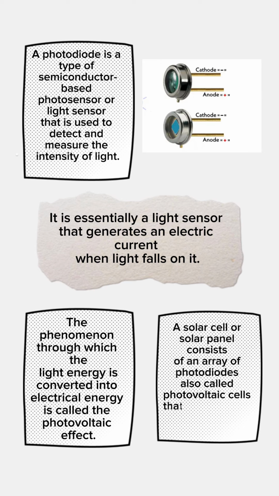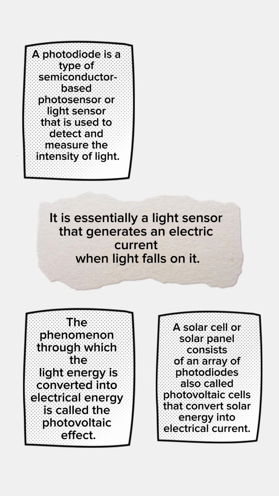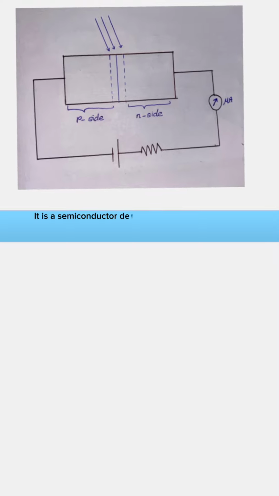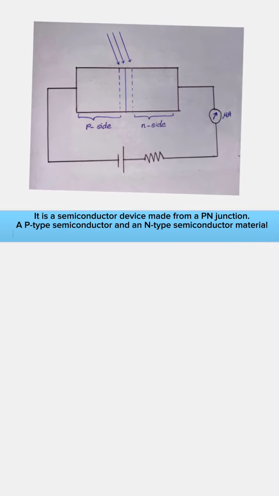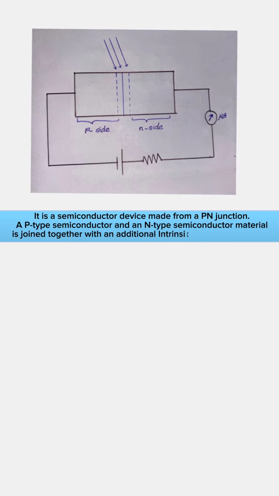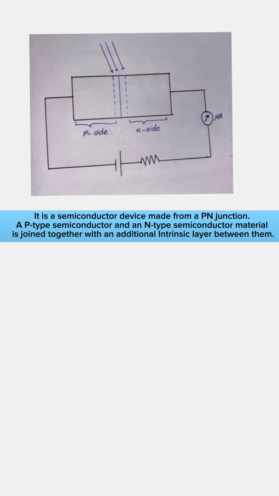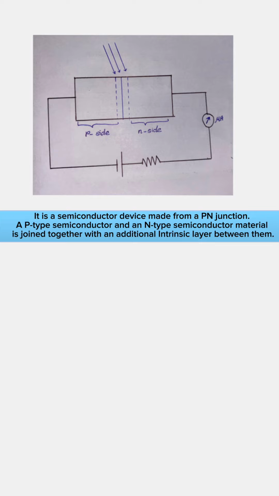A solar cell or solar panel consists of an array of photodiodes, also called photovoltaic cells, that convert solar energy into electrical current. It is a semiconductor device made from a p-n junction, where a p-type semiconductor and an n-type semiconductor material are joined together with an additional intrinsic layer between them.